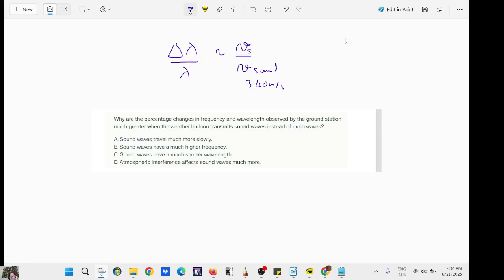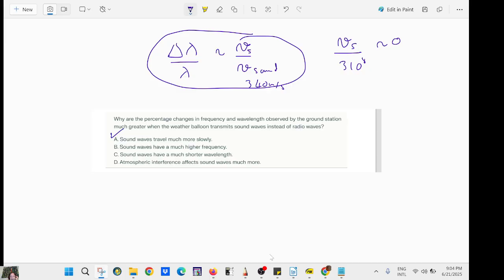But for light, the speed of the source relative to the speed of light, which is 3 times 10 to the 8, is usually really, really big, so that ratio will be equal to 0 unless the speed is very close to the speed of light. So it's easier to detect for sound. So the answer is A.